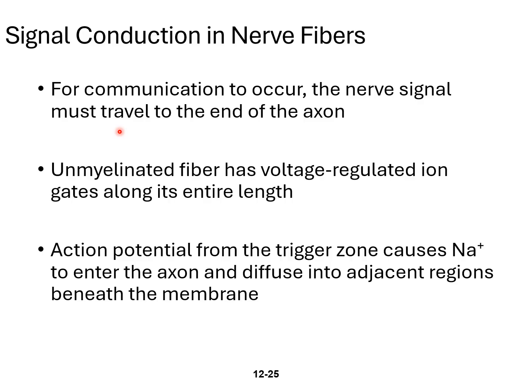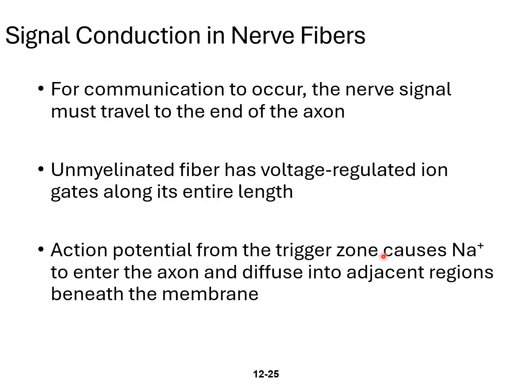So, conduction of nerve signals: for communication to occur, the nerve signal must travel from one end to another. Unmyelinated fiber has voltage-regulated ion channels along its entire length. Unmyelinated means that if this one opens and closes, the one right next to it has to open and close, open and close, open and close. You get the point. So it'll take a lot longer for all those ions to flow in and out of the axon. But in myelinated fibers, they can skip. We'll talk about that in a little bit.